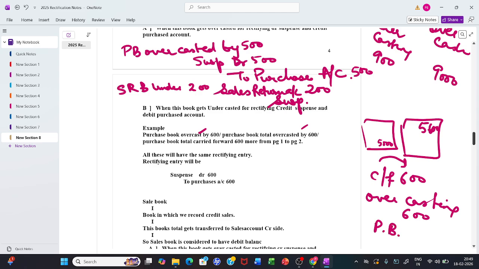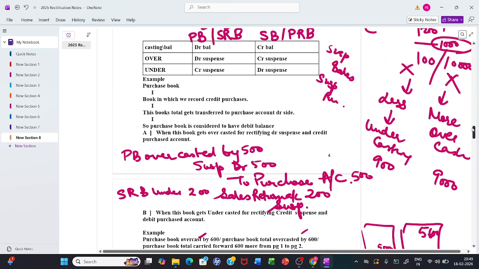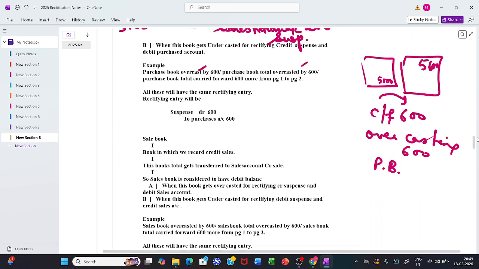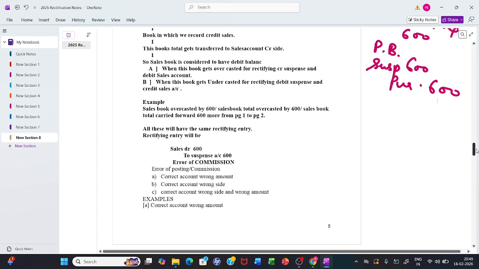And purchase book, when overcasting takes place, look at the table, learn the table. So overcasting purchase book, debit suspense. Credit what? Purchase account. Suspense debit, purchase account gets credited with 600. So similarly, there can be issues with sales book also, purchase return, sales return.